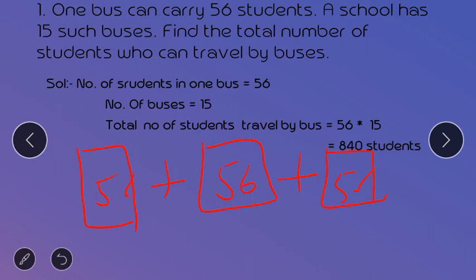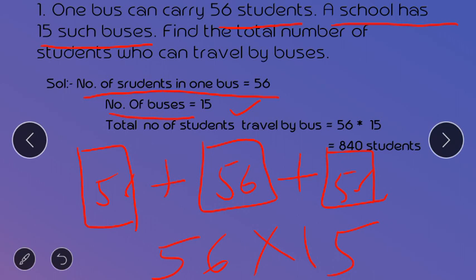So what you have to do, children, instead of adding we can multiply. 56 multiply 15. Okay, because you know that multiplication means repeated addition. Clear? So we'll write the step. One bus can carry 56 students. As students can be counted in numbers, we will write number of students in one bus equals 56. Read the second statement. A school has 15 buses. That is the number of buses, because buses are also countable, no? So number of buses is 15. Find the total number of students who can travel by buses.